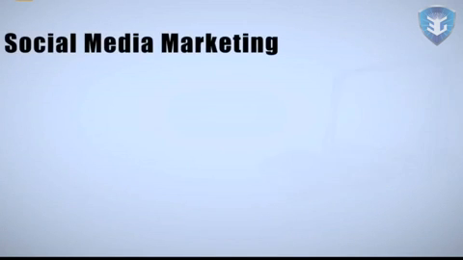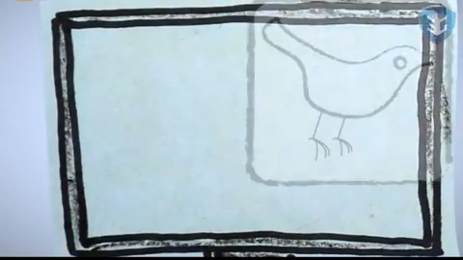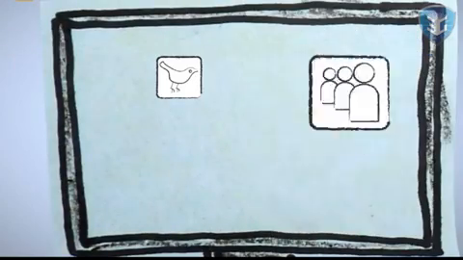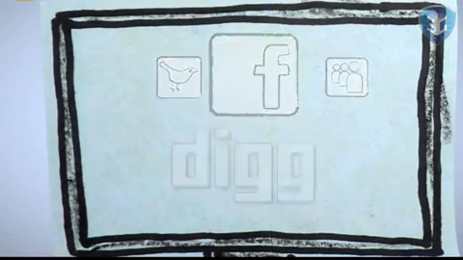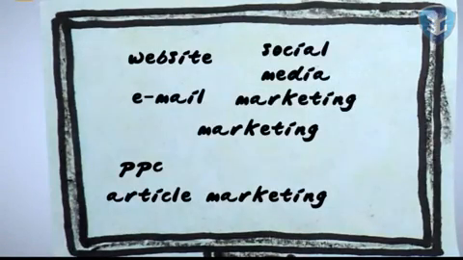Finally, there is social media marketing, which can involve social networks like Twitter, LinkedIn, Facebook, and social bookmarking sites like Dig. So as you can see, there are many parts to internet marketing to consider.